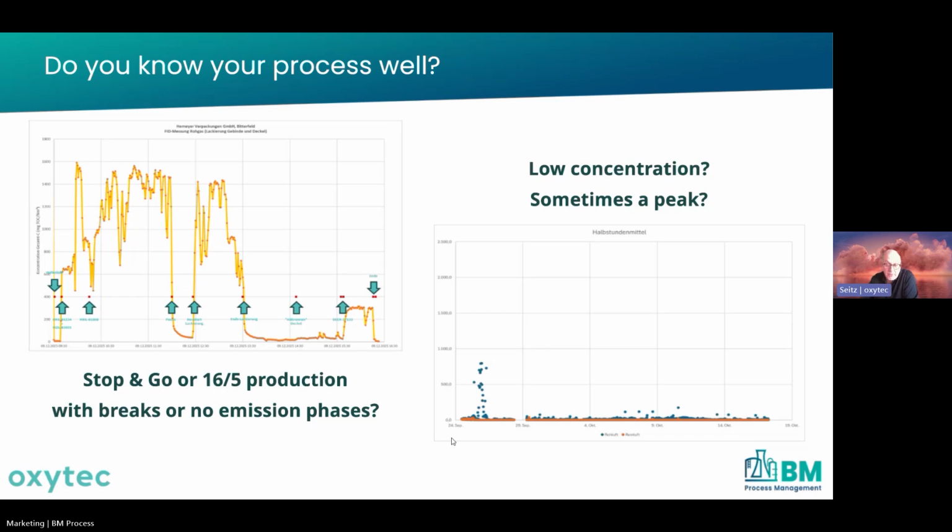And sometimes we have these high emissions when there's a quenching process, for example, and then it's nearly 1,000 milligrams, and this is quite high. If we know that, we can think about a peak smoother for this. But for the rest, we would design a normal system for UV.